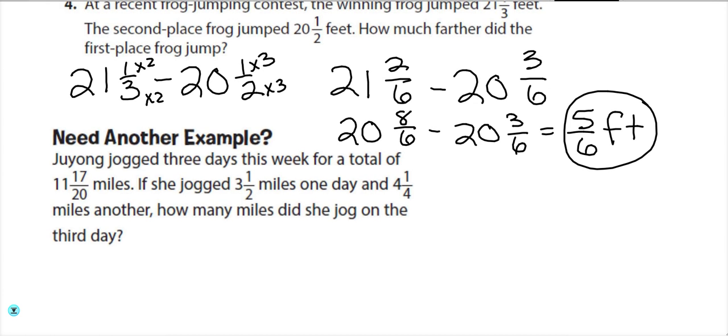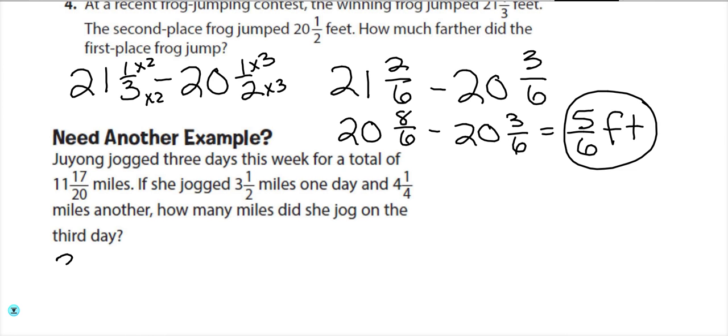All right, last one. Go ahead and try it on your own. And let's take a look. Ju-young jogged 3 days this week for a total of 11 17/20 miles. If she jogged 3.5 miles one day and 4.5 miles another day, how many miles did she jog the third day? So we need to first add them together.